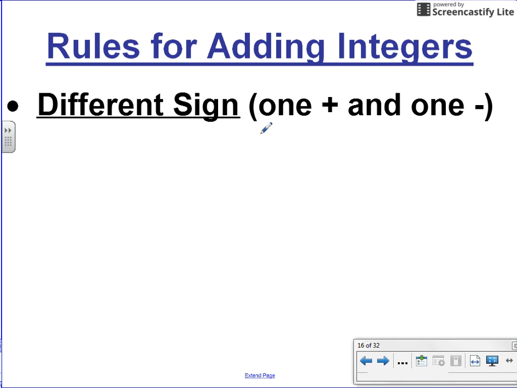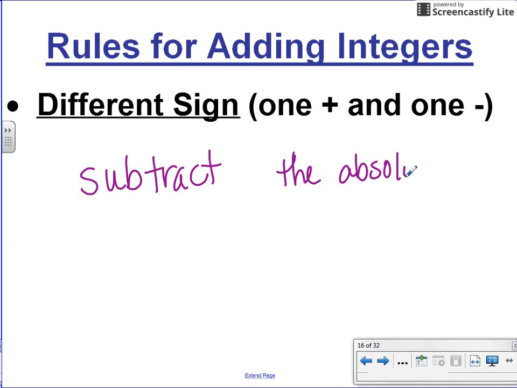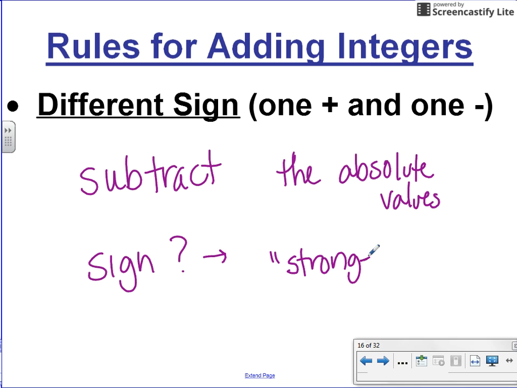If we have different signs where you have one positive number and one negative number, here's what happens. First of all, because they're different, you have to take the 2 number values, in other words, the 2 absolute values, and subtract them. So subtract the absolute values. Then, to determine what your sign is, here's how it works. The sign is going to be whichever team or whatever army had the most members, or whoever was what I call stronger. The stronger sign wins. Now, what do I mean by that? Well, let's take a look at a few examples then.